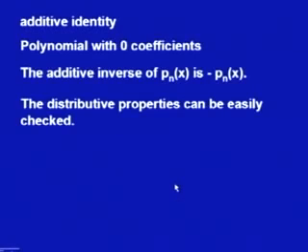As far as the additive identity in the set is concerned, one can easily see that the polynomial with 0 coefficients is the additive identity, and this belongs to the set of polynomials. Similarly, the additive inverse of Pn(x) is minus Pn(x), and that means the additive inverse also exists in the set P. As far as the distributive properties are concerned, they can also be easily checked because all the coefficients are real numbers and they satisfy distributive properties. So, these properties are satisfied.